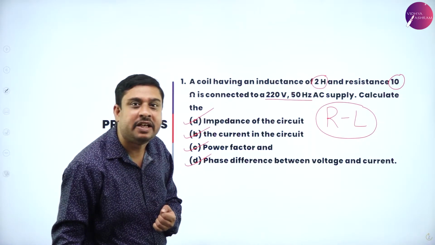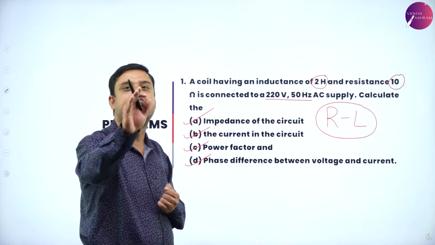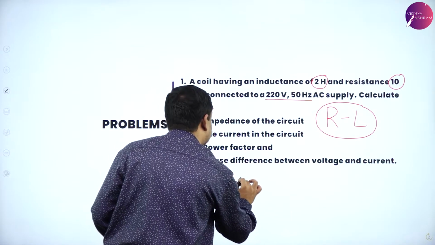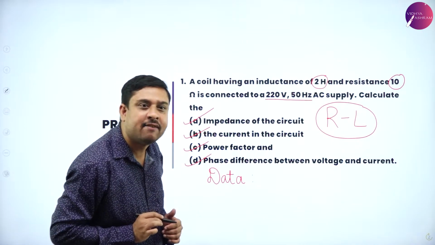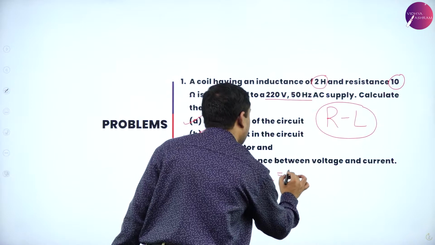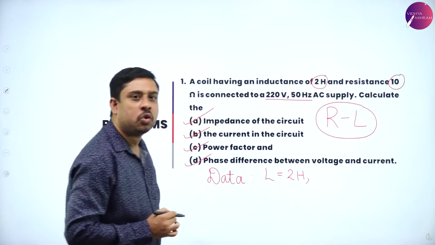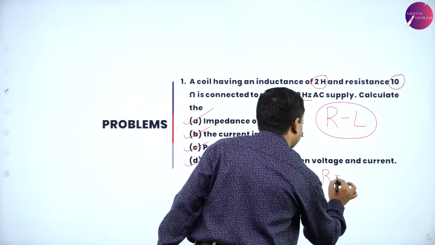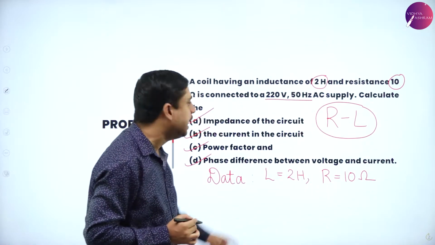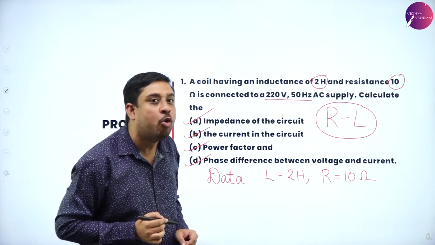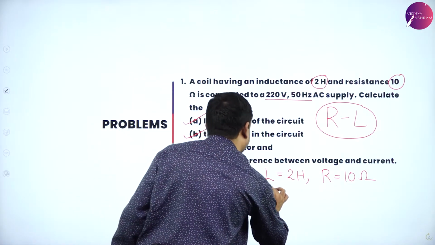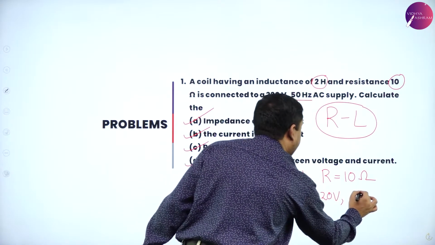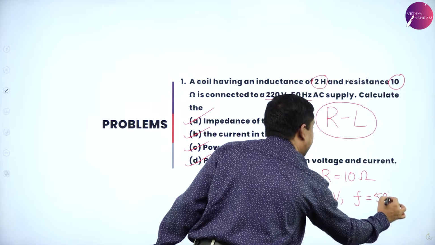So first step, what do we do when we solve a problem? Yes, we collect the data. So first we will write down the data. What is given here? Inductance 2 Henry, resistance 10 ohms. The applied voltage we called VRMS. So VRMS is 220 volt and frequency is 50 hertz.